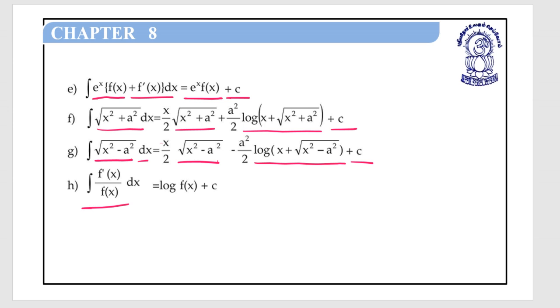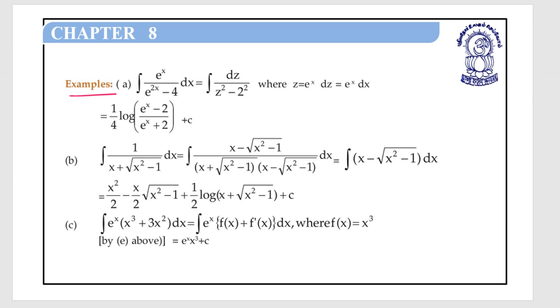Integration of f dash x upon f of x dx is equal to log f of x plus c. Using this formula, your sum becomes very easy. So you can find the solution very easily. So remember all those formulas.